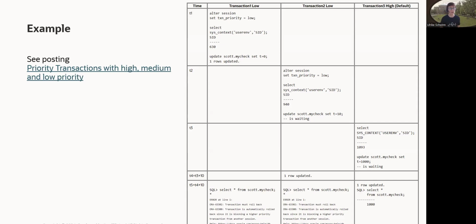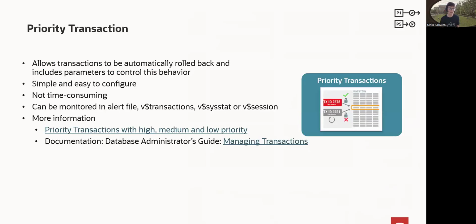We show this in our recent posting, priority transactions with high, medium and low priority. What you can see also with two low transactions is that after a while, the row is updated and the high transaction will succeed. So that's it. It's very easy. Priority transaction allows transactions to be automatically rolled back and gives you the parameters to control this behavior. It's simple to configure and not time consuming. You can monitor it in the alert file and in the views like V$TRANSACTION, V$SYSSTAT, V$SESSION. If you want more detailed information, check out our posting I already mentioned, or check out the managing transactions chapter in the Database Administrator's Guide.